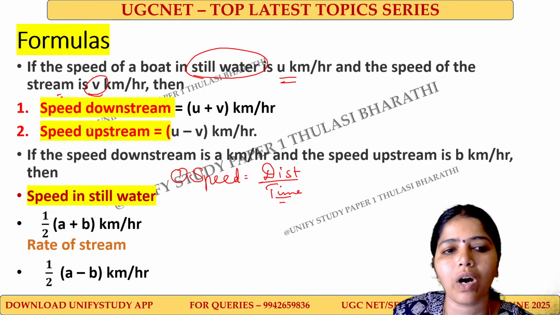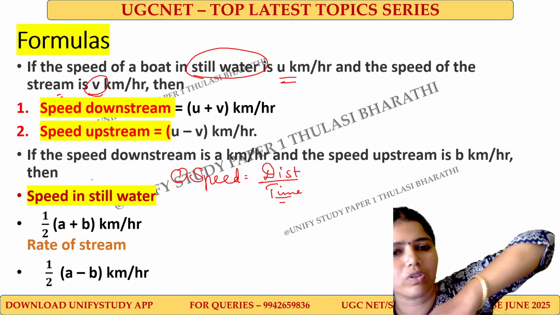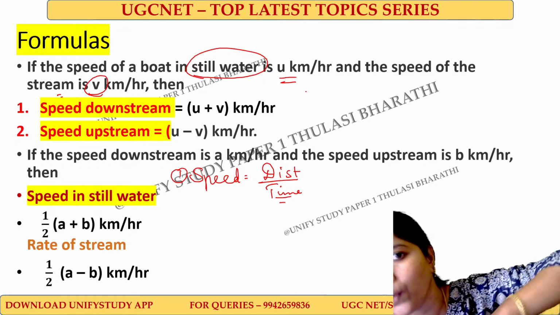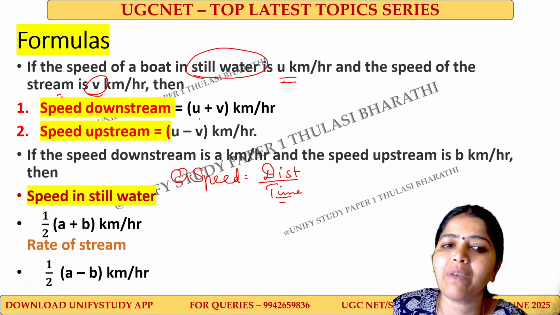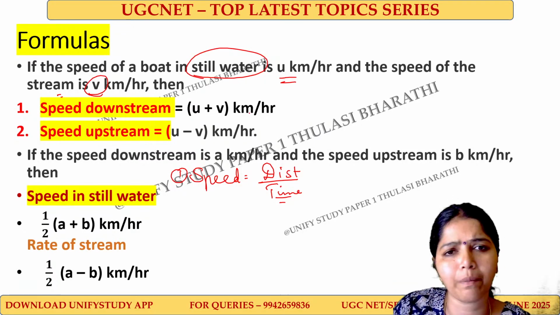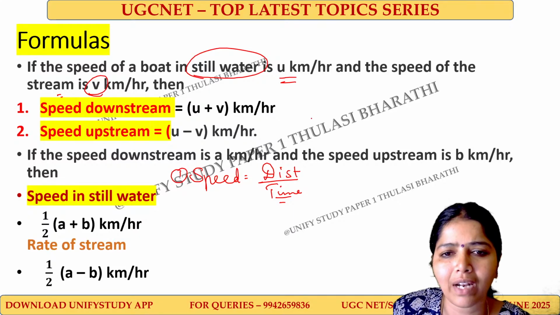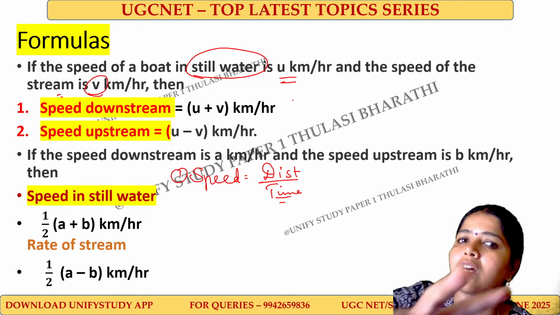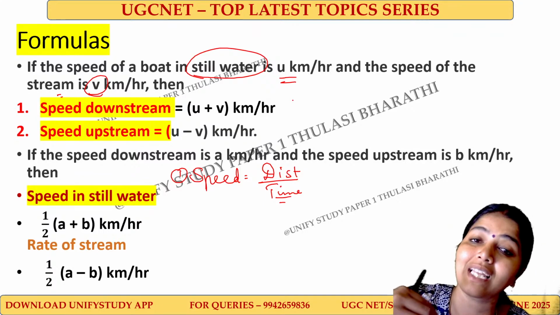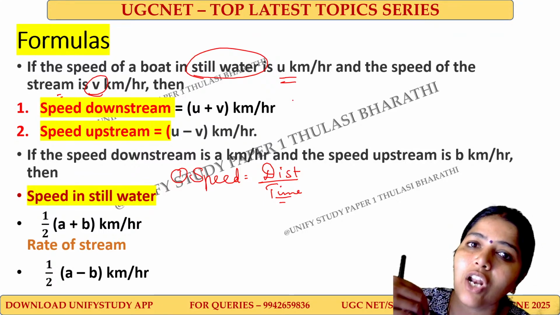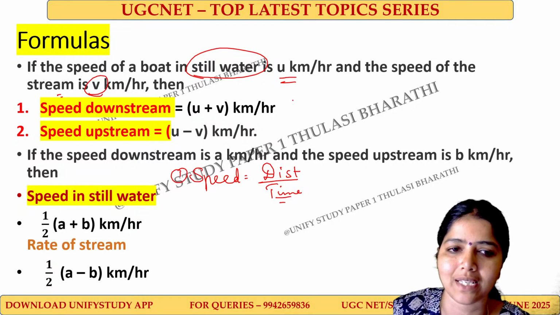At that time, what is the speed of the downstream? Downstream means moving along with the flow of the water. Along with the flow of the water, the speed will be u plus v kilometer per hour. For a simple understanding, whenever we move along with the flow of the water, we can travel with a greater speed, so that we can cover a longer distance.